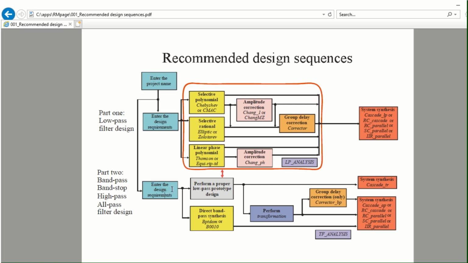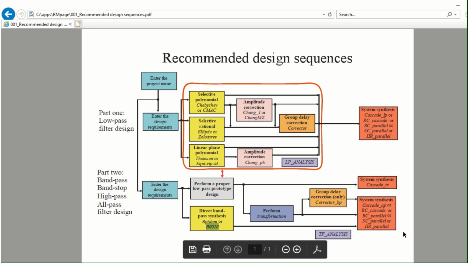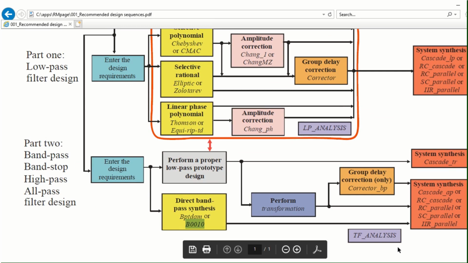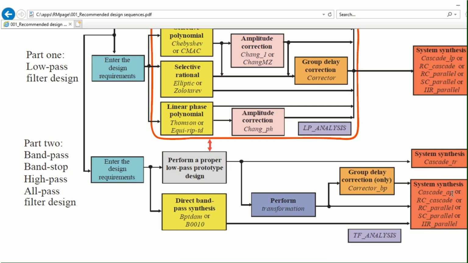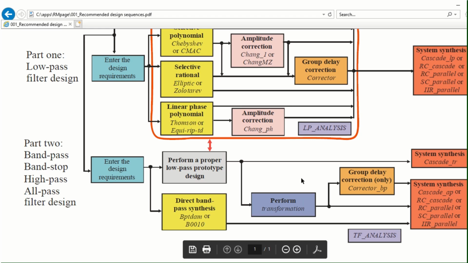for bandpass filters. And then we use the B10 program, which will perform the synthesis of the transfer function that will allow for the complete synthesis of the system. We will use Cascade AP for the passive, and the rest is as usual.